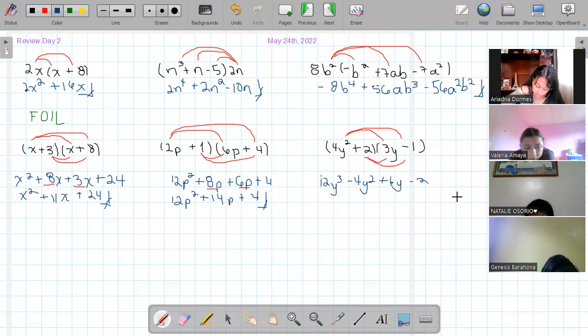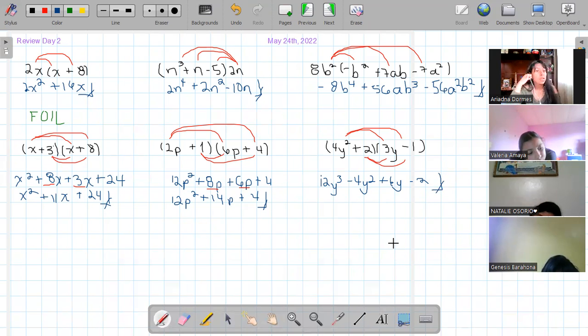So again, are the middle terms like terms? No. All right. So you see, if they don't have the same exponents, they are not like terms. This is my final answer.